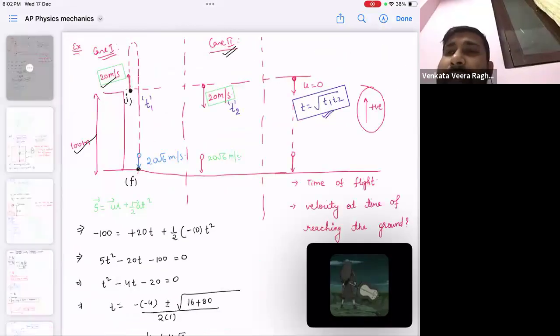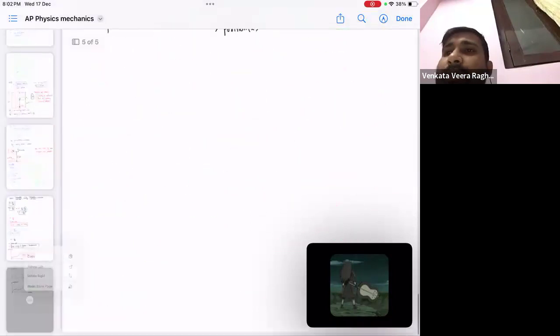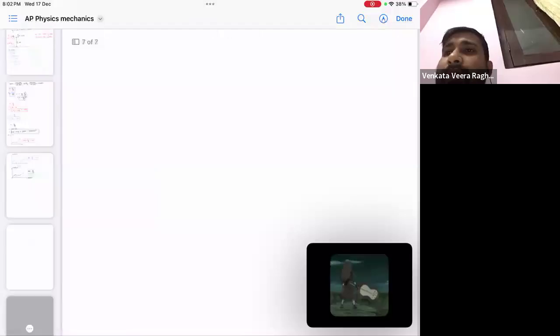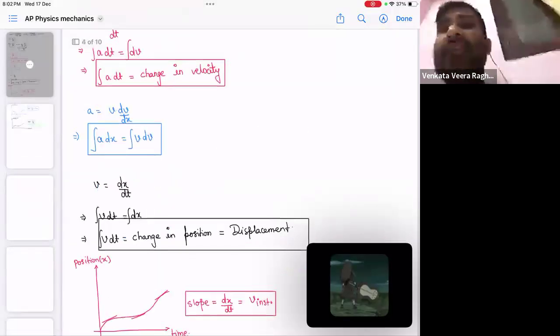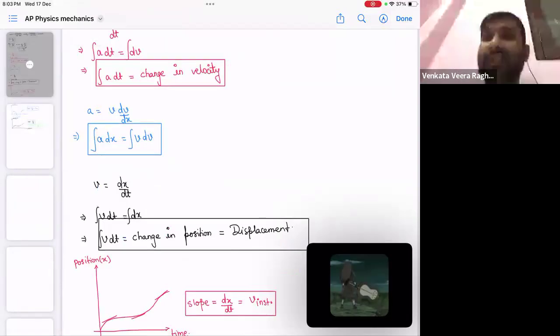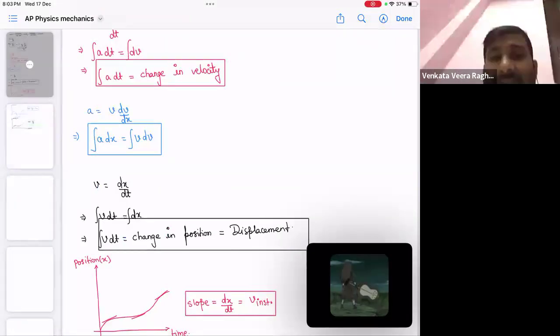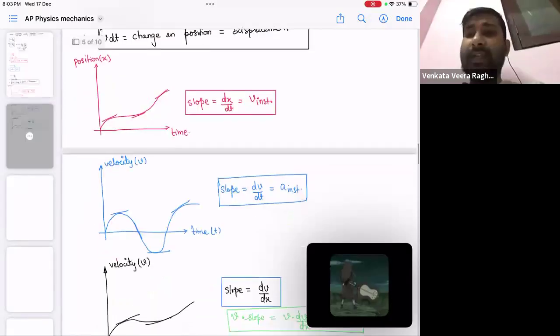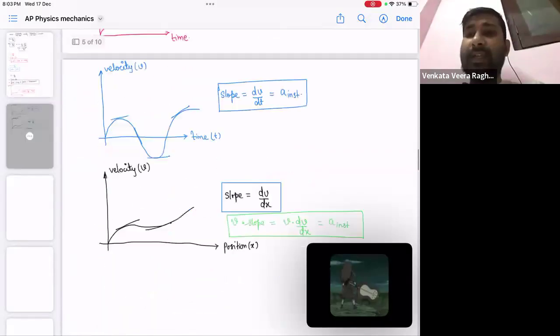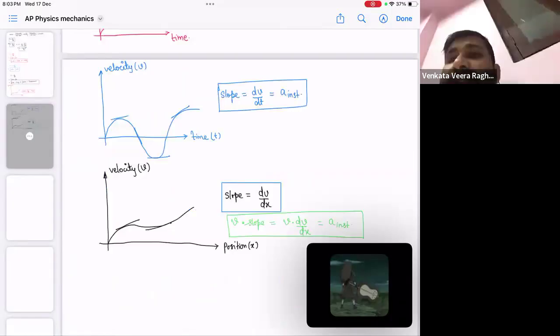So what we have learned is that if you are given a graph of position versus time, the slope is going to give us the velocity, right? And if a velocity versus time graph is given, then the slope is going to give us the acceleration. Same way, if a graph is given, let's say velocity versus time or acceleration versus time, and we try to find out the area, then what does the area represent?